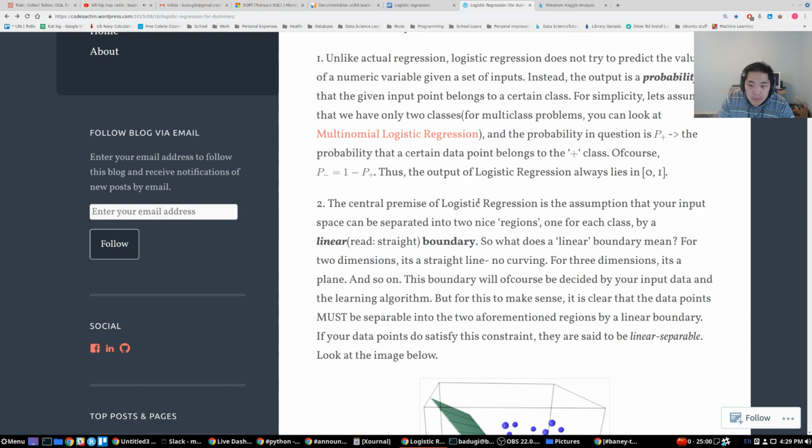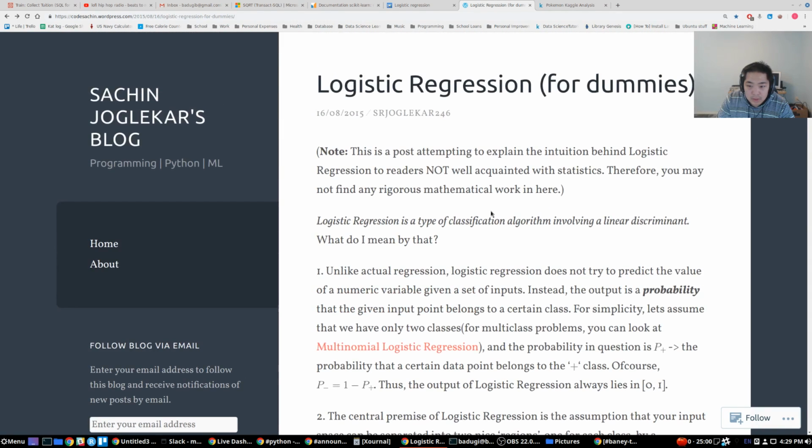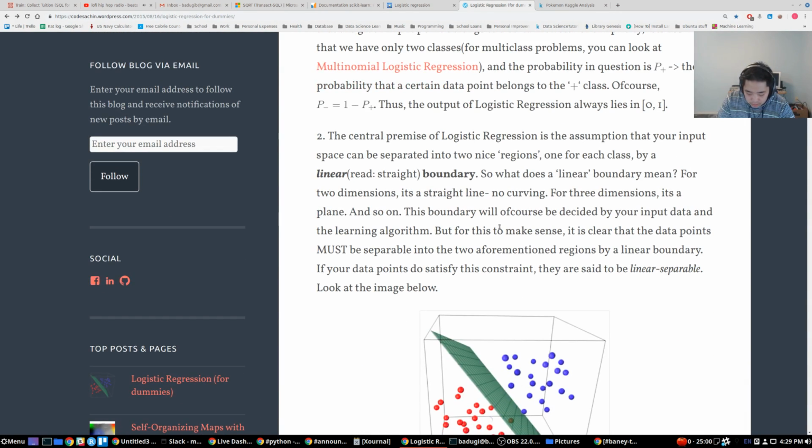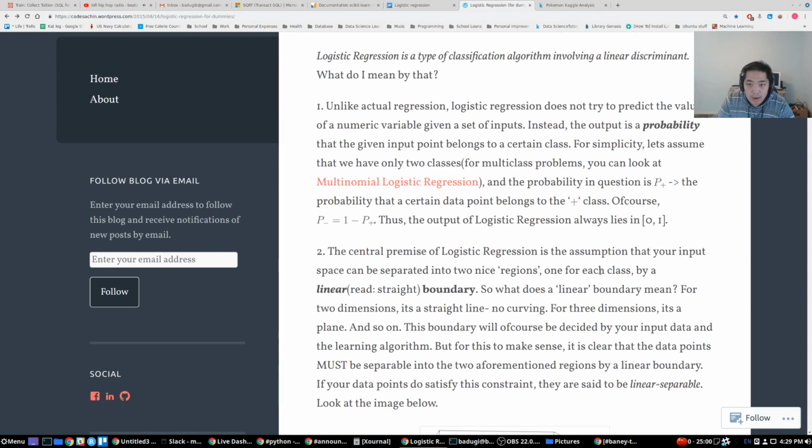So, like I said before, at a high level, logistic regression really just tries to calculate the probability of whether something is true. In this case for Pokemon, whether the first Pokemon actually won or not. How it does that, let me re-summarize again.